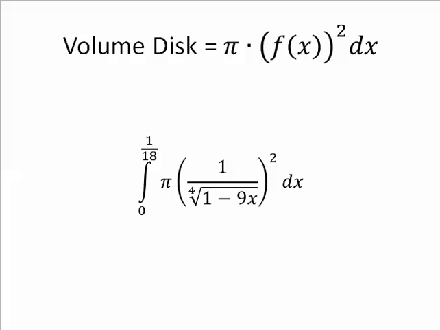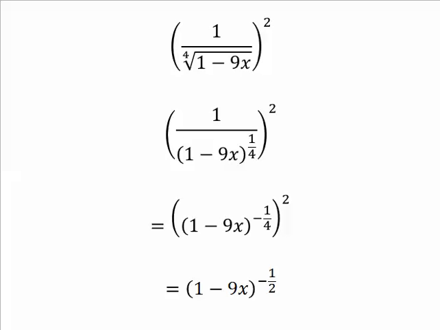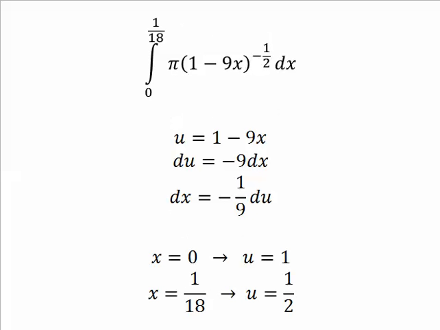Before we do the integral, let's do a little bit of algebra. The 4th root of 1 minus 9x is the same as 1 minus 9x, that entire quantity, to the 1/4 power. If that expression is in the denominator, you can rewrite it as 1 minus 9x, all of that, to the negative 1/4 power. And then if you square it, you use the power to a power rule and you get an exponent of negative 1/2. So this is an easier way to write the integrand.